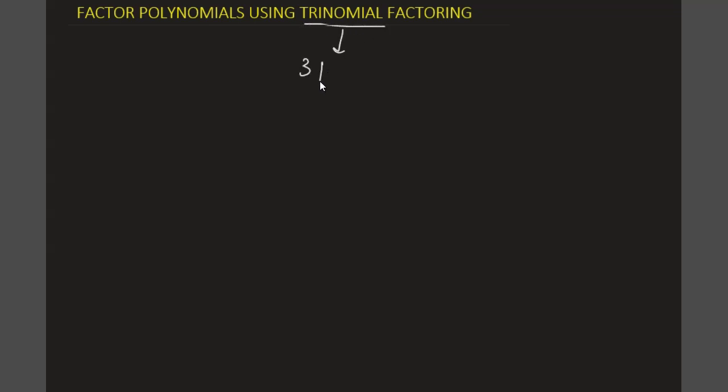Trinomial means three terms. So when a polynomial has three terms, it's called a trinomial. And the general way of writing the polynomial is ax squared plus bx plus c. So when a polynomial is in this form, it is going to be called a trinomial, and the factoring that is applicable on this trinomial is called trinomial factoring.